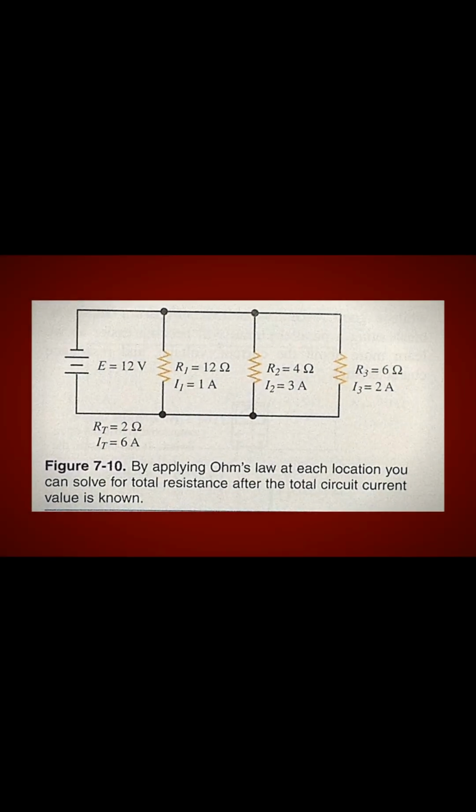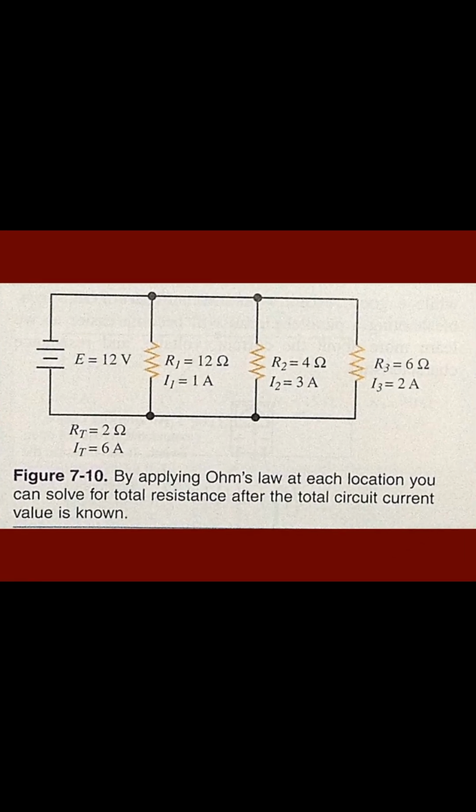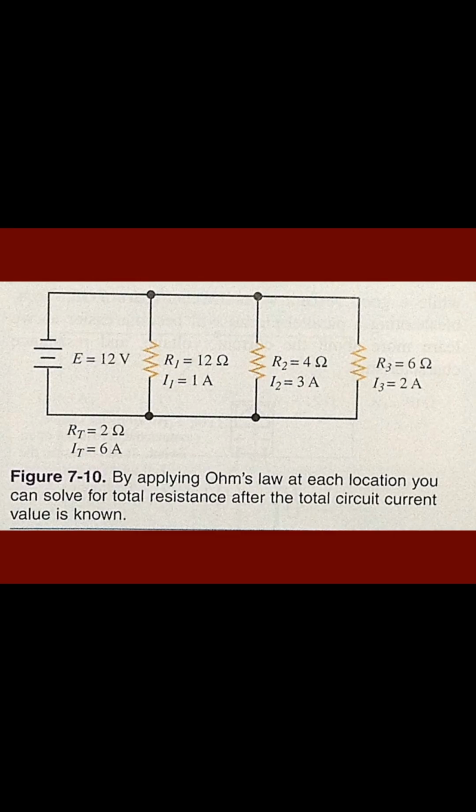Applying Ohm's law to parallel circuits. Ohm's law can be applied to the individual components of a parallel circuit to find unknown values such as current. The total circuit resistance in a parallel circuit is always equal to the source voltage divided by the sum total of the individual resistor currents. An example is shown in figure 7-10.